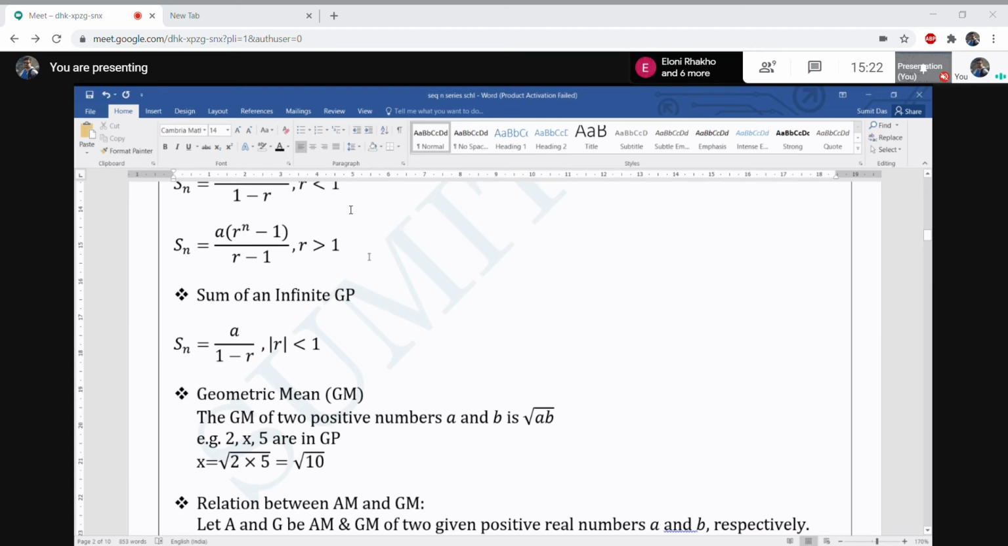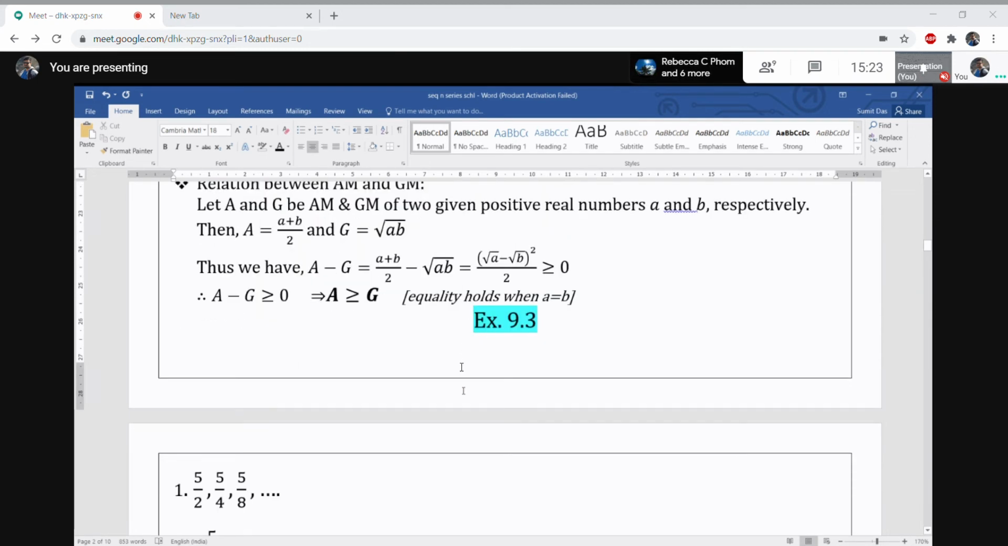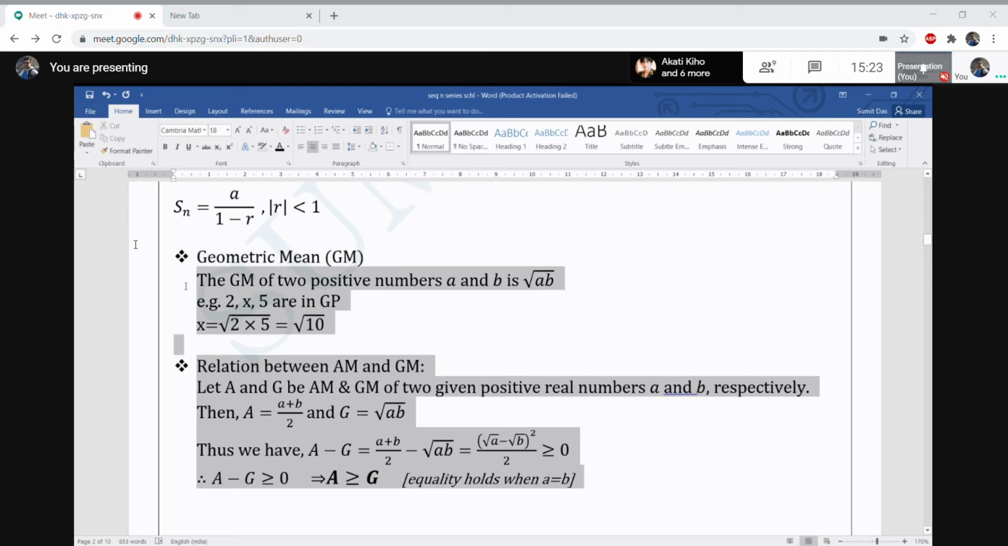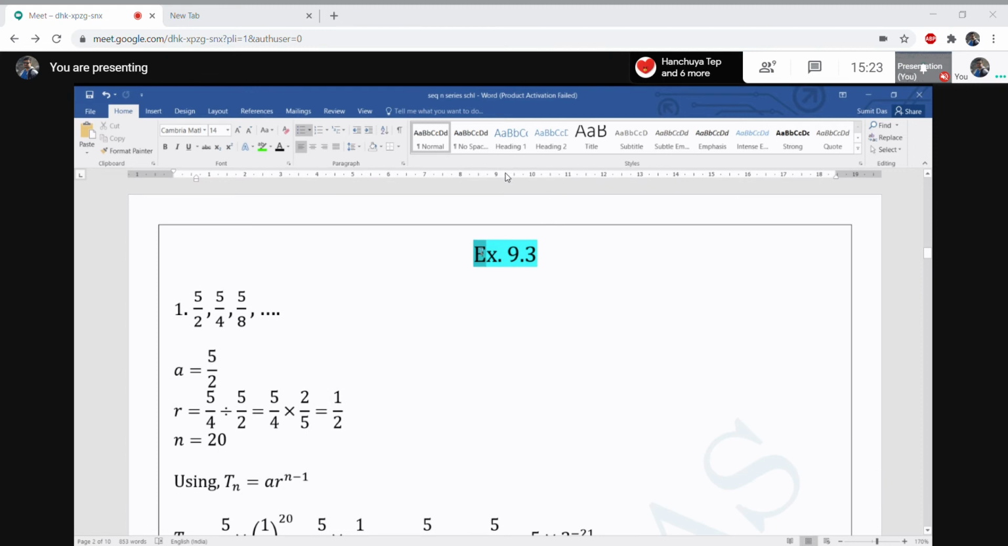The geometric mean part I will do later. First, let me do some questions. If you have the book, open page number 198. Let's do some problems of exercise 9.3. Okay, first question number 1.